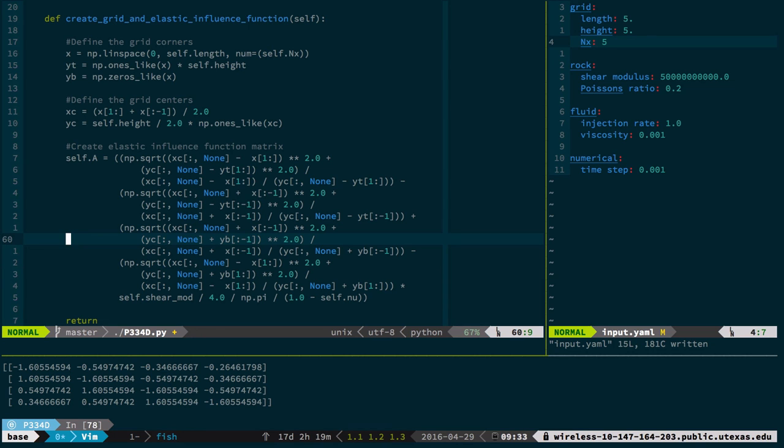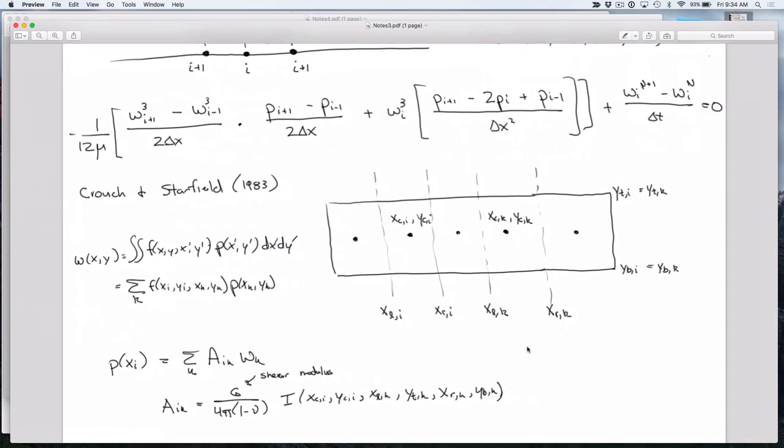So this is the complete solution now. Right. So that's just that guy. This from here to here is I, and then I just multiply this constant, the shear modulus divided by 4 divided by pi divided by 1 minus the Poisson ratio. So that is that.